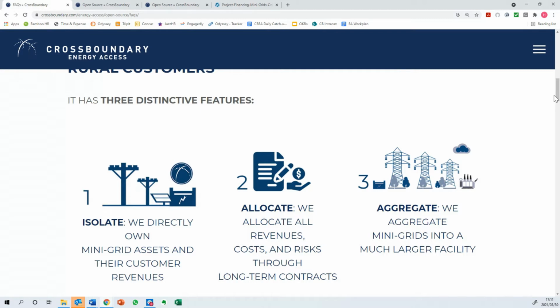And so by separating the mini grid assets and those revenues from the rest of the activities, that's very critical to getting this infrastructure investment approach that we're trying to bring to light here. So that's one step that you can see in more detail when you engage with the materials on the website. Number two is allocating.